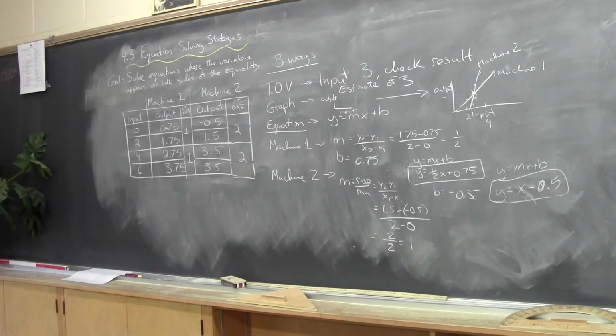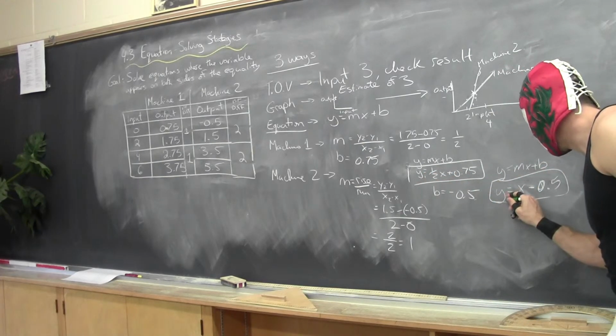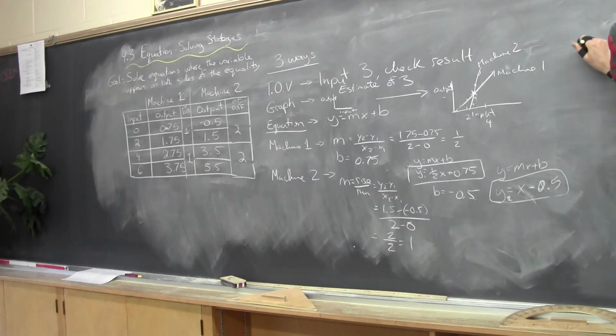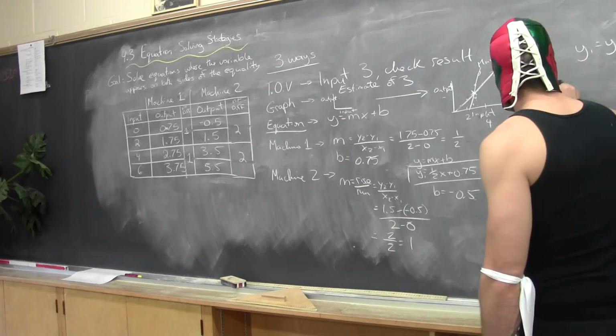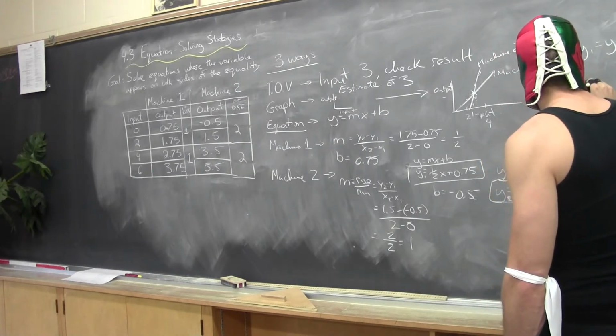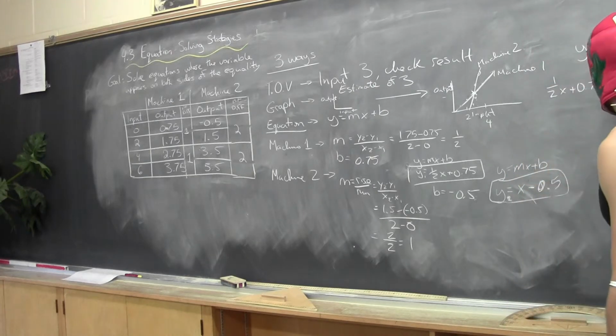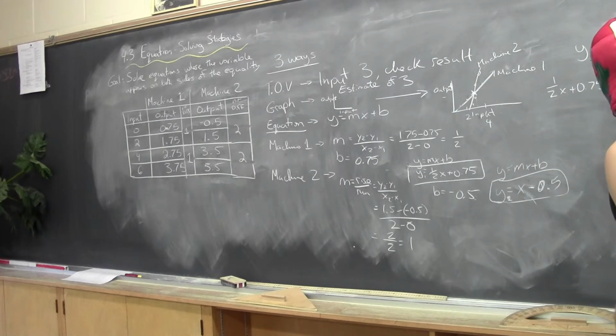So what am I going to do? I'm going to set these two y values equal. Okay? So if we want to call this y1, and this is y2 for machine 2, I want to say, well, when y1 is equal to y2, what's x? Okay, make sense? So now I'm going to sub in my equation. So I have 1/2 x plus 0.75 is equal to y2, which is x minus 0.5. Now, if I can solve this to find x, I'm going to know what my input is when my y value is the same. You guys get it?